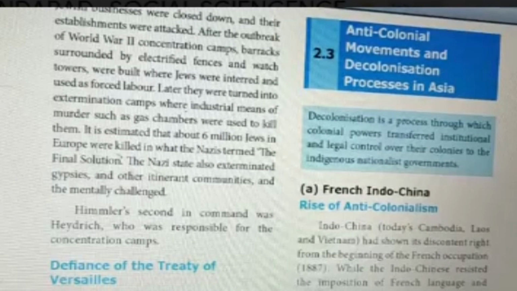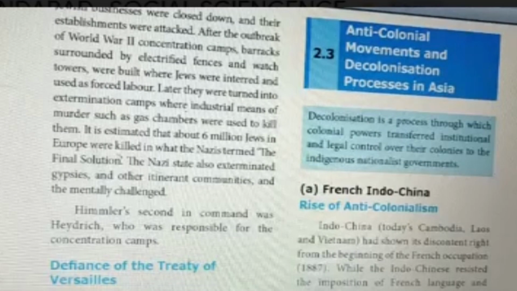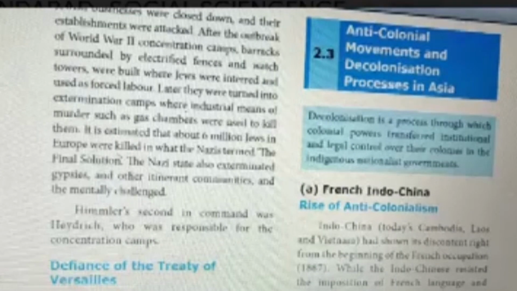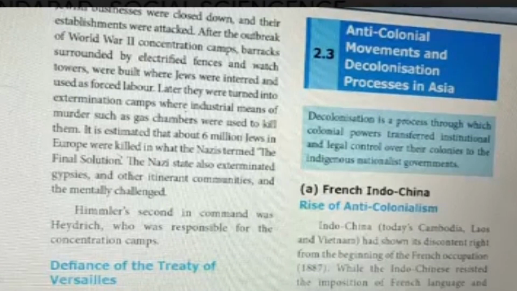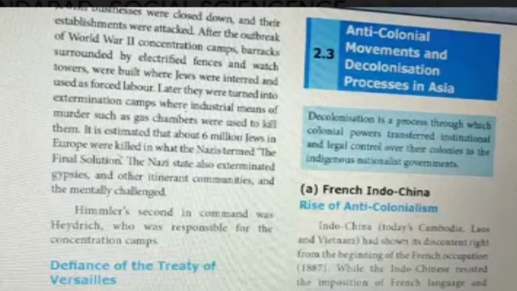Anti-colonial movement and decolonization process in Asia. What is the anti-colonial movement? The colonial governments which came to India and other Asian countries controlled everywhere. It goes to decolonization. The colonized peoples of Southeast Asia were the first to demand the departure of the Europeans and to claim independence.